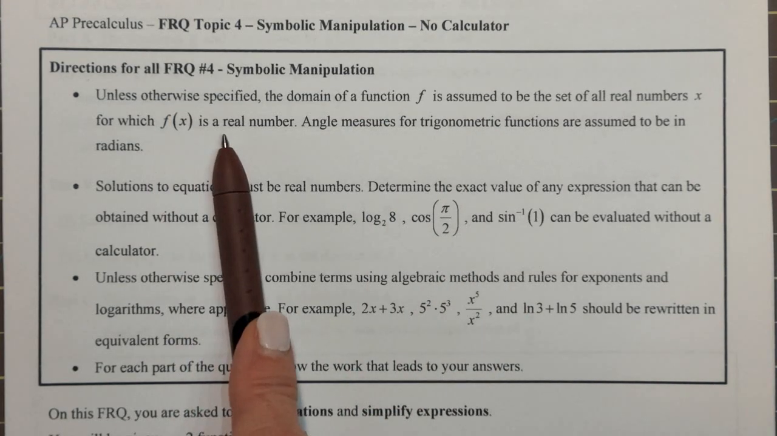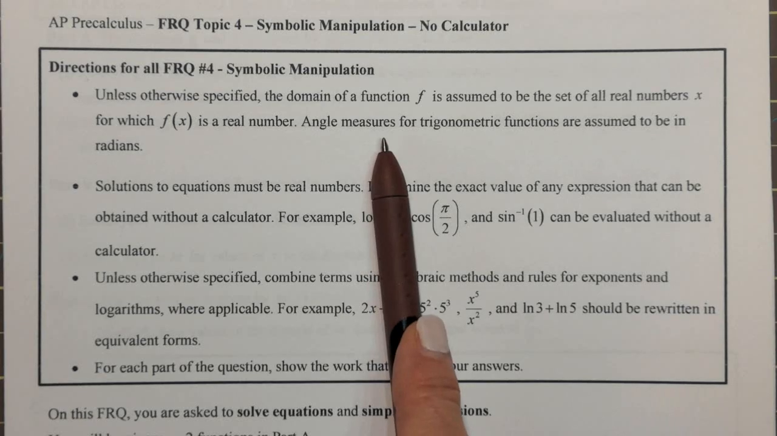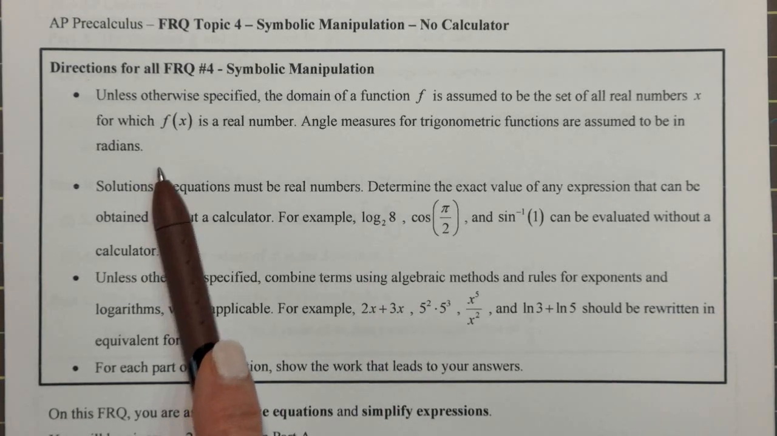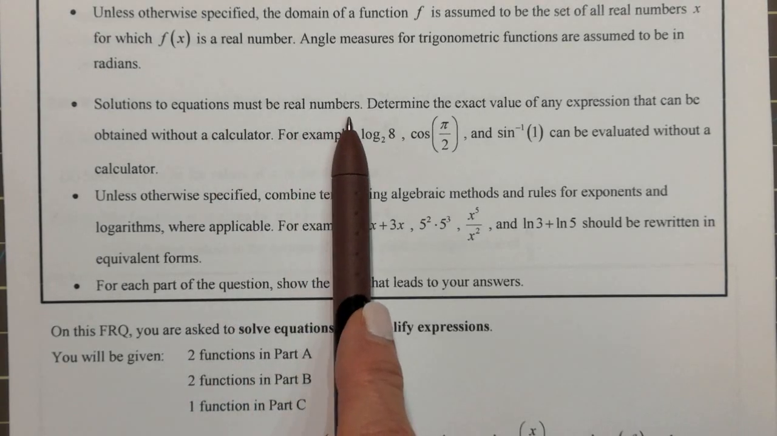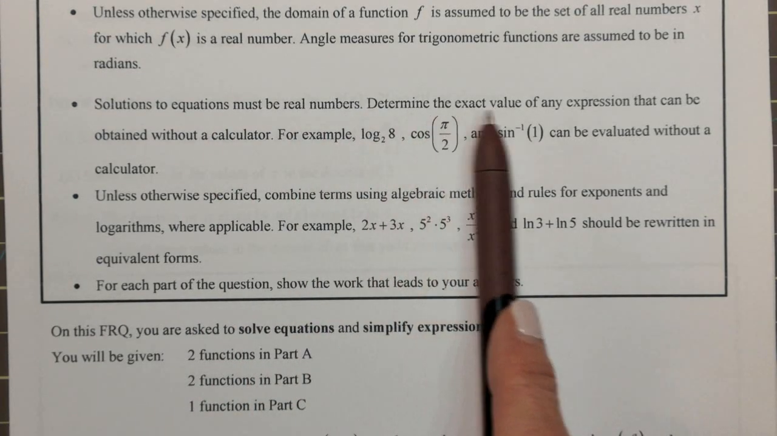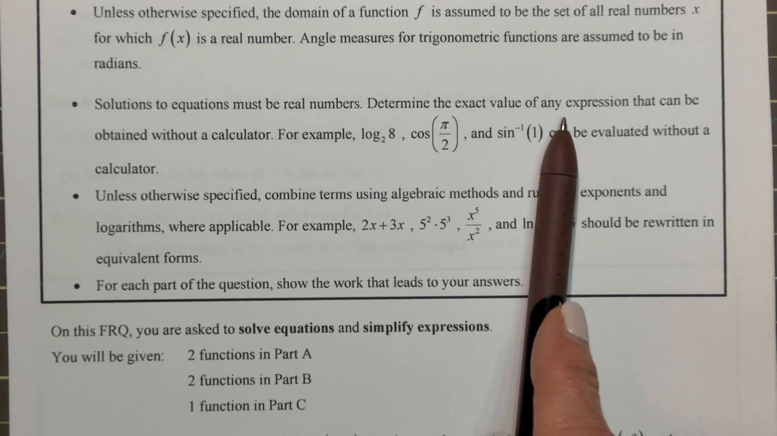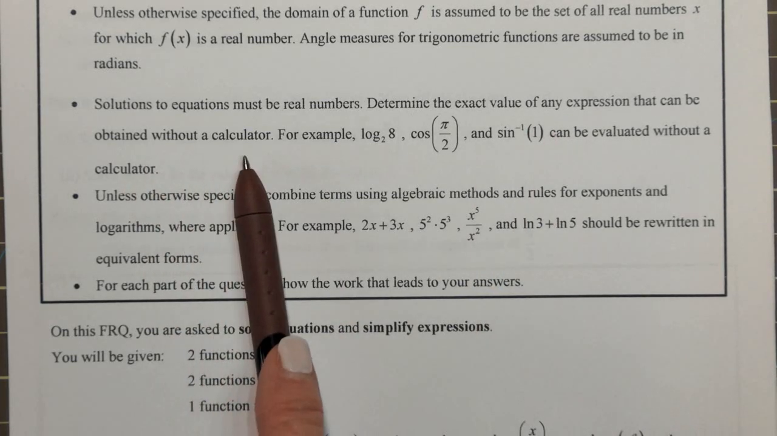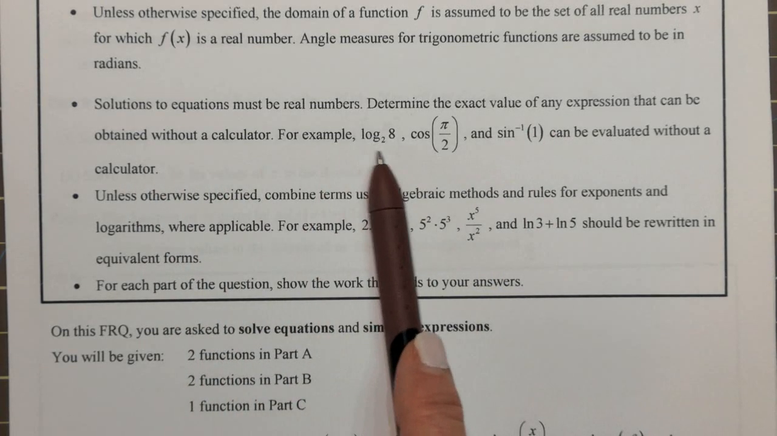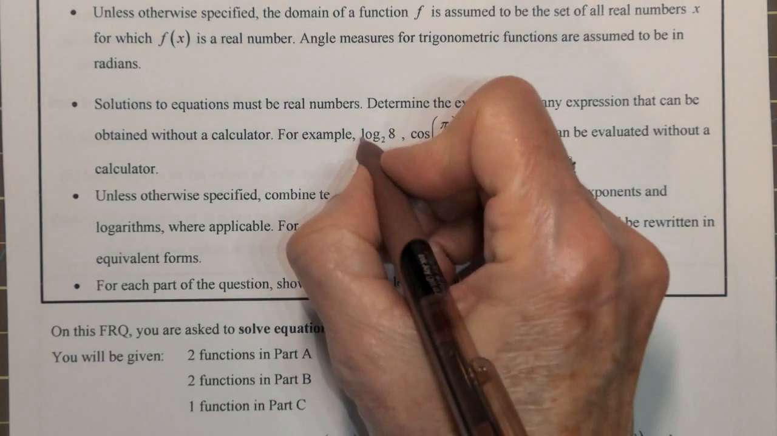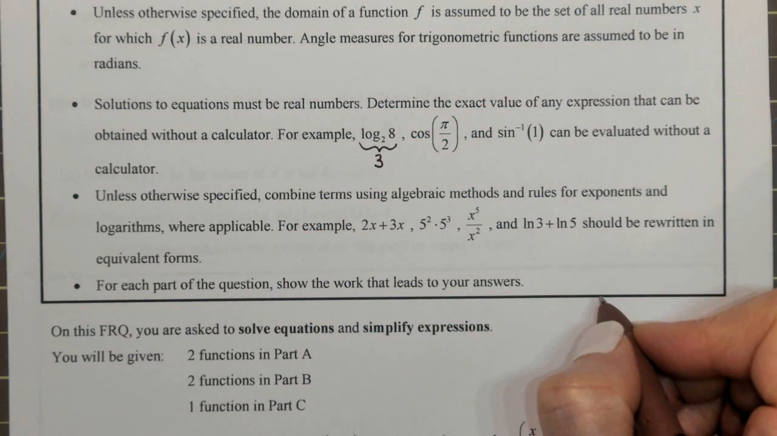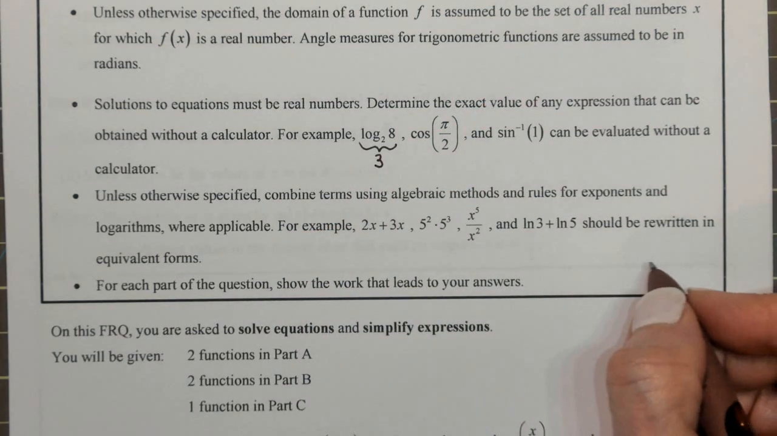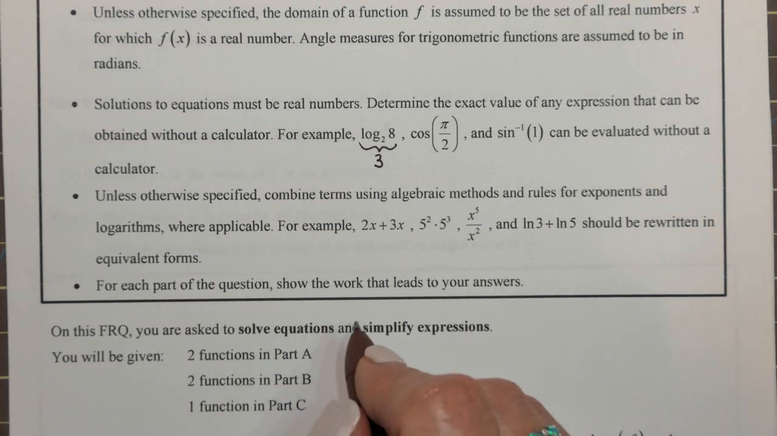the function is a real number. Angle measures are assumed to be in radians. Solutions to equations must be real numbers. Determine the exact value of any expression that can be obtained without a calculator. For example, log base 2 of 8. You don't leave it like that. You need to write that as a 3, okay? Because 2 cubed is 8, so that value is 3.